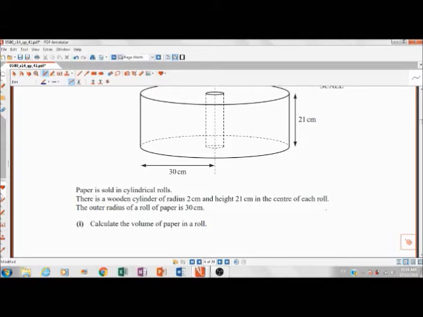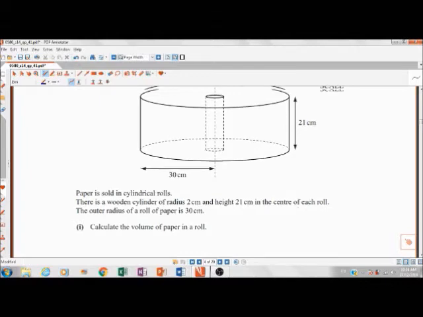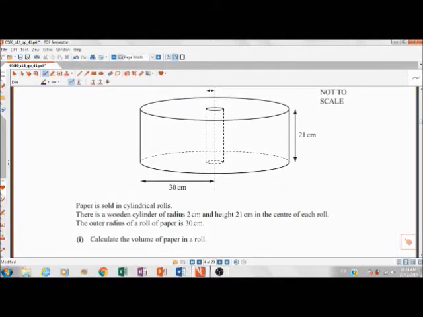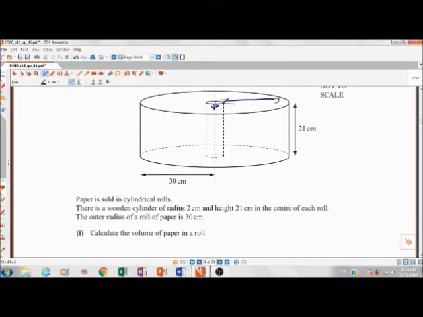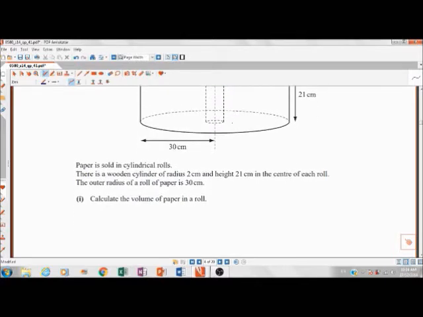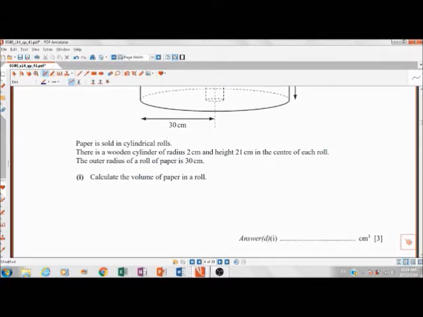So paper solid next cylinder rolls. There's a wooden cylinder of radius 2 and height 21 in the center of each roll. The outer radius of a roll of paper is 30 centimeter. Calculate the volume of paper in a roll. So they want this volume right here, excluding this one. So what you do here, you just find the volume separately and then minus.